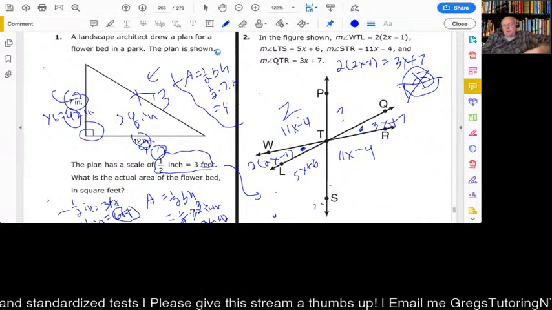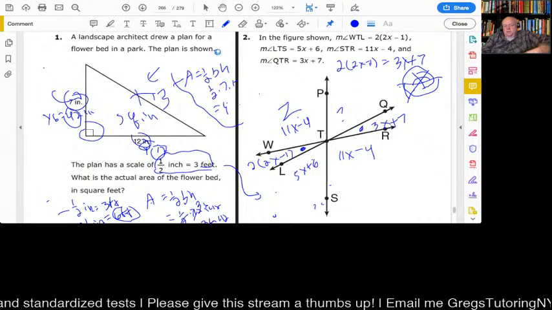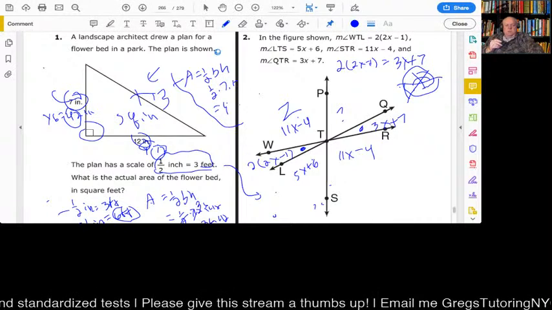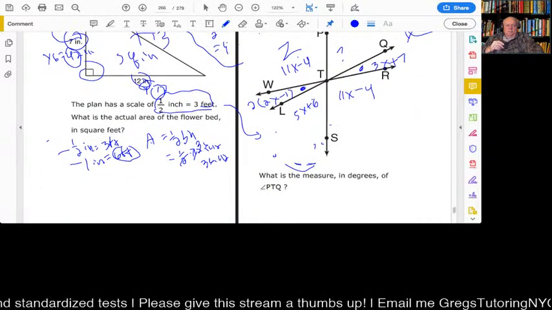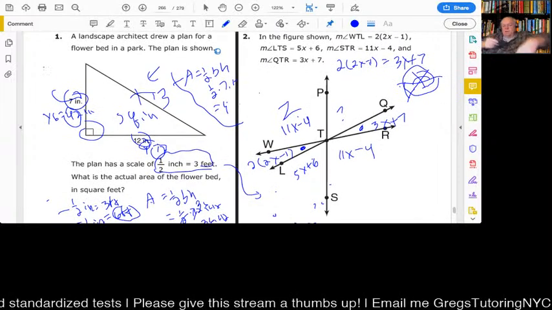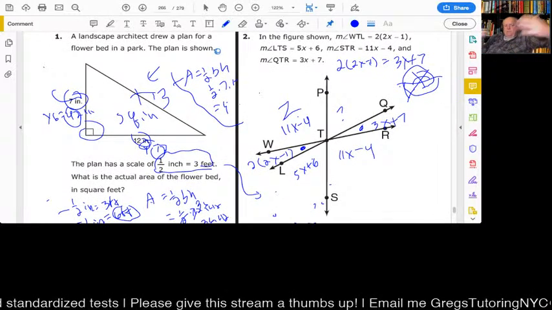The answer for the first question was 1,512. I erased it. The one is showing here still. Well, I erased it. So if you go back in the replay, you could see it. And I solved it 2 different ways.